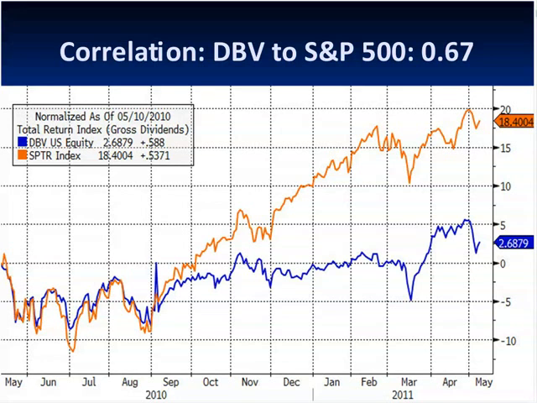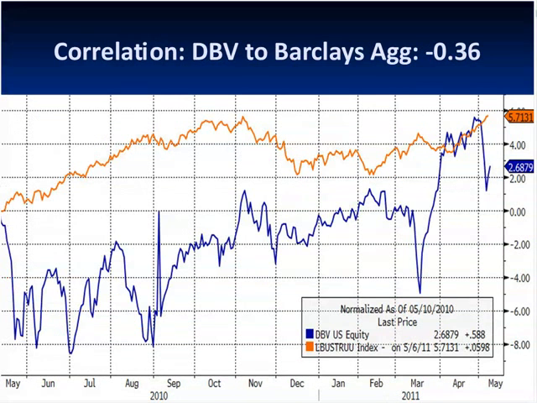That's actually quite high. However, if what you're trying to do is hedge your bond exposure, you run that same chart against the Barclays Aggregate, and you're showing a negative correlation of 36. Is that a diversification benefit for you? That's going to be up for each ETF investor to decide.